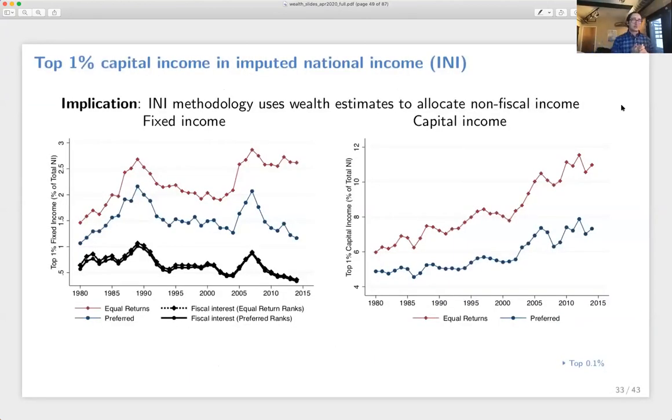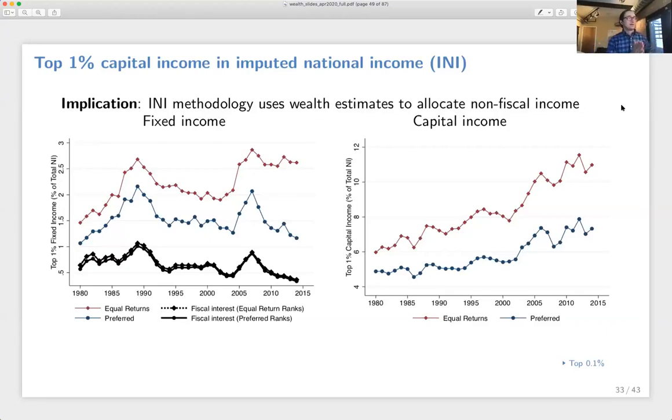So we actually chase our wealth estimates through Piketty, Saez, and Zucman's distributional national accounts to see how much it matters. On the left, you see top 1% fixed income under equal returns, and our preferred series, and then also the fiscal flows. Our preferred series doesn't show an increase in the importance of fixed income in recent years, unlike what you would see in equal returns. In equal returns, as interest rates came down a lot, people seem to be loading into fixed income bonds and assets and getting more fixed income flows, which I think is counterfactual to what we see in actual data sets where we observe wealth.